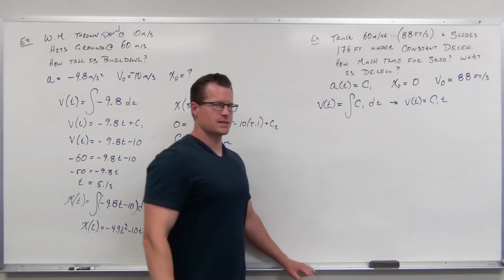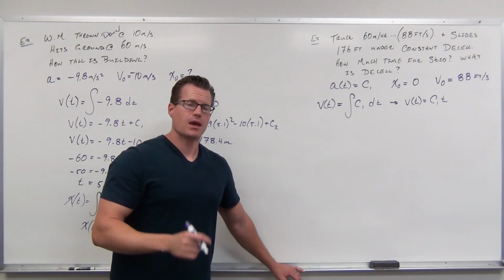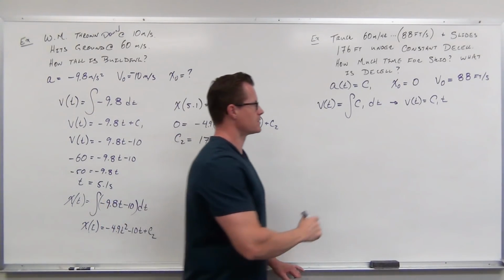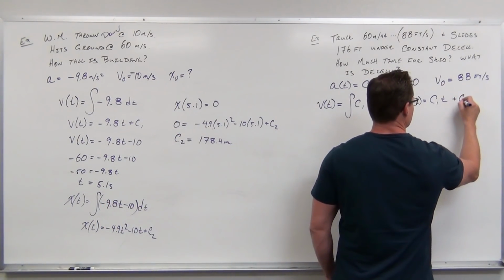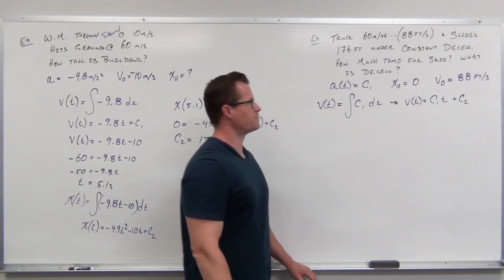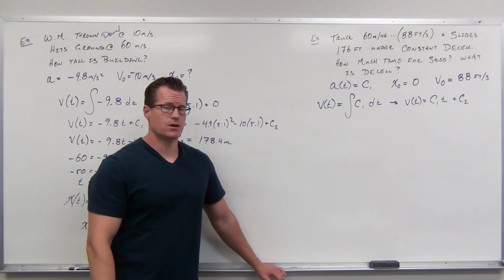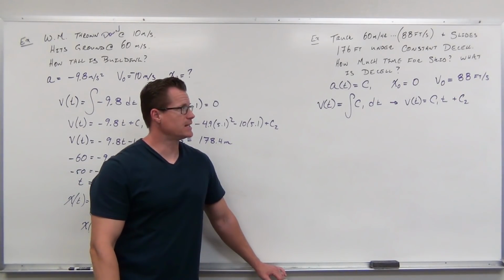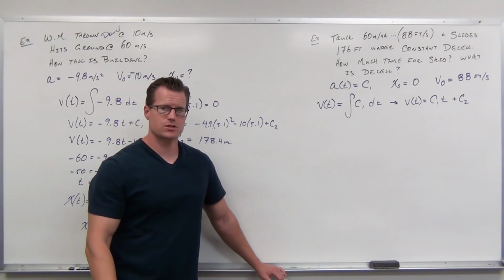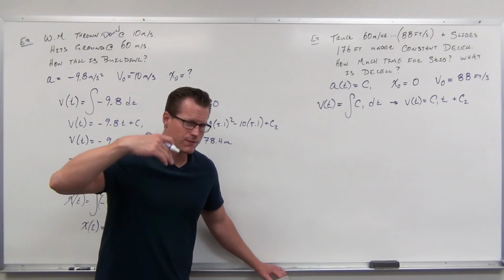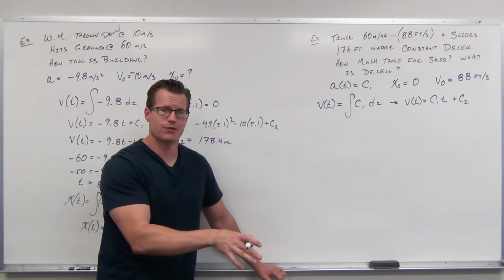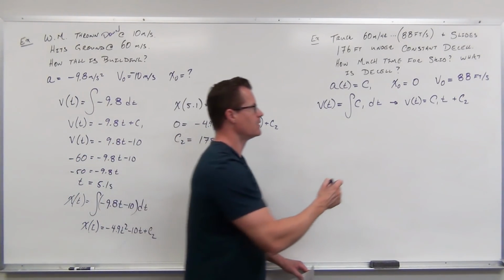So whatever that constant is, we'd add a t to it. And then we would get another constant, plus c sub 2. All right, well, we do have an initial velocity, don't we? So initial velocity is 88 feet per second. That occurs at time 0. So when we first start our situation, we're going 88 feet per second. At time 0, we're 88.